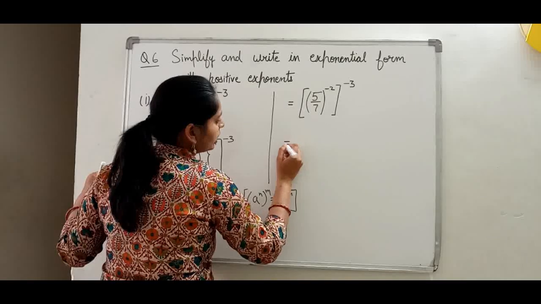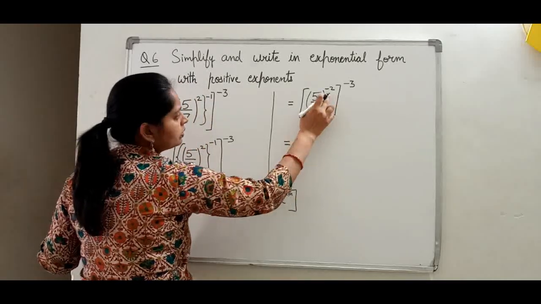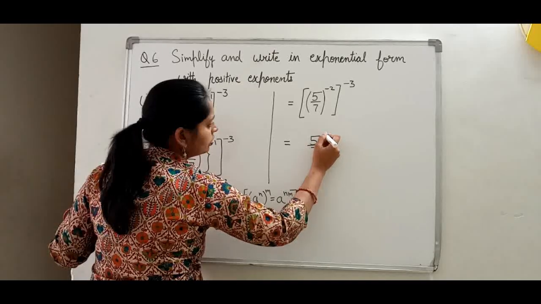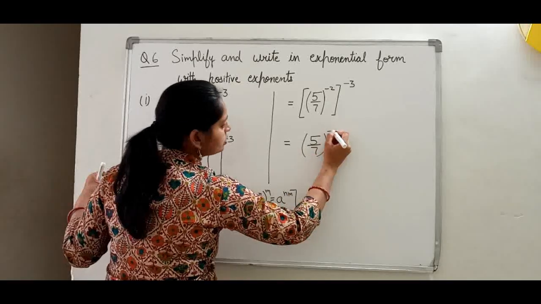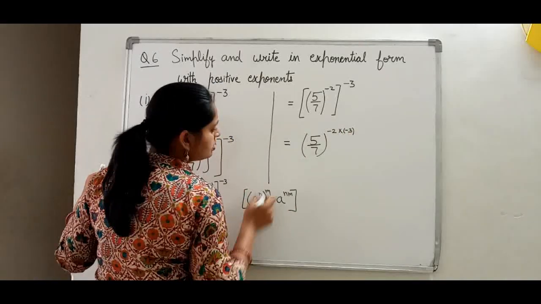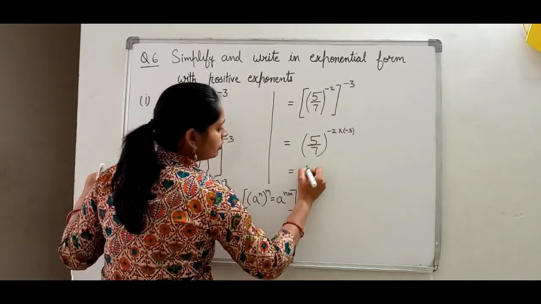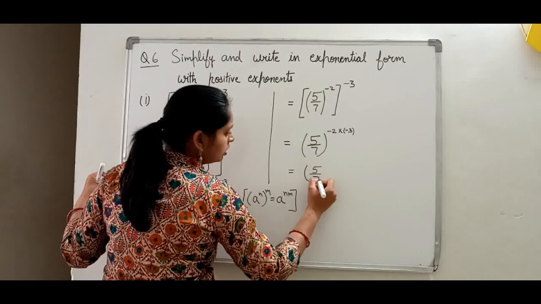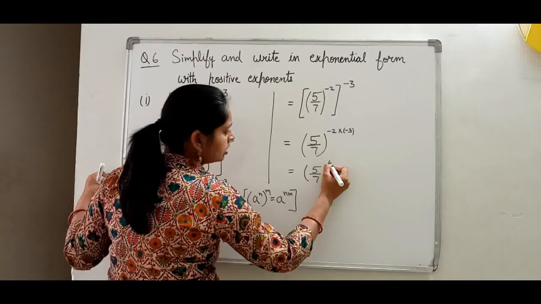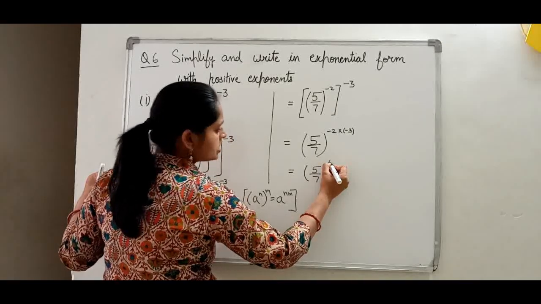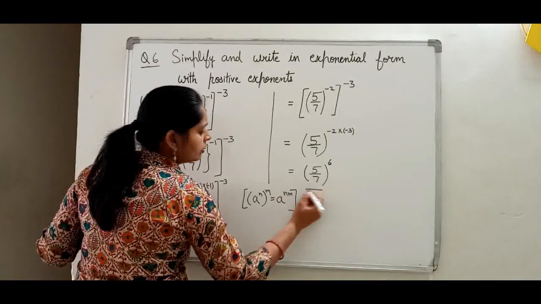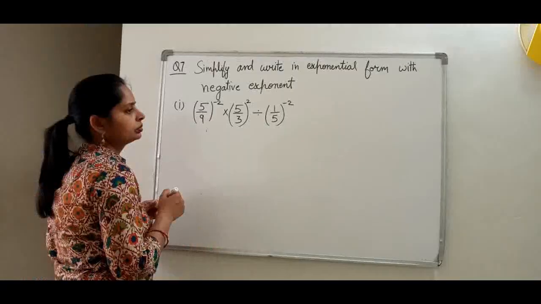Right? Now again, both the powers will get multiplied because you know the law. Minus 2 multiplied by minus 3. Same law is there, so no need to write again. (5/7) to the power, minus 2 into minus 3 will give you how much? Plus 6. The question is asking for positive power and we are having positive power. So this will be our answer in exponential form.